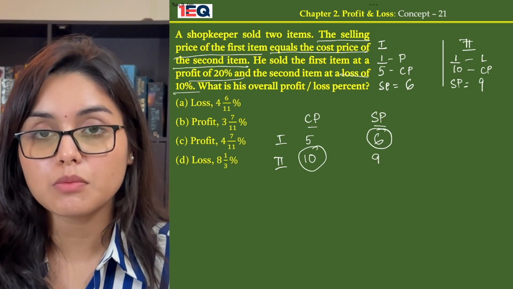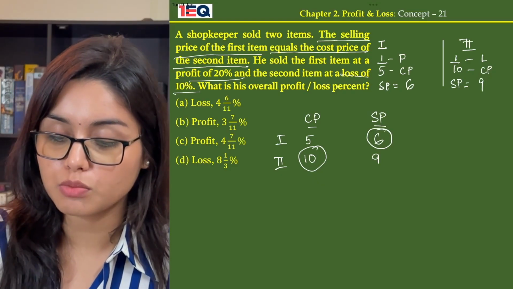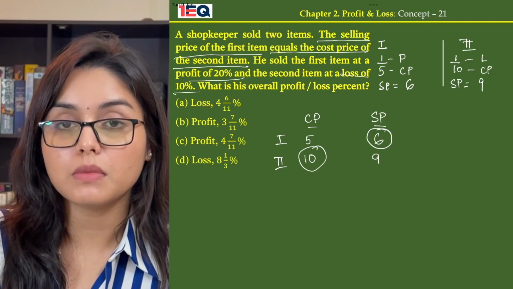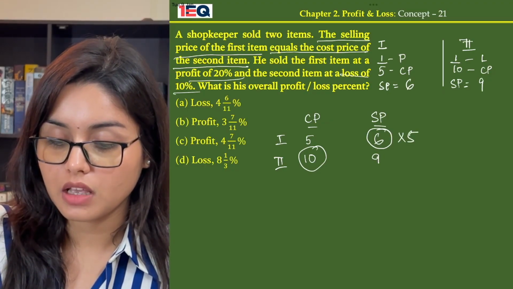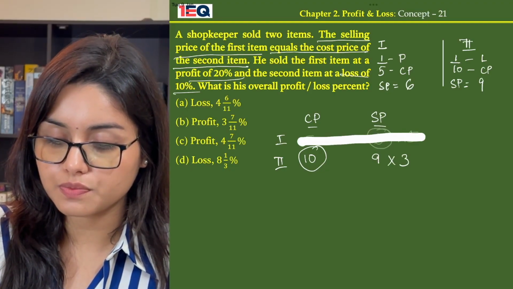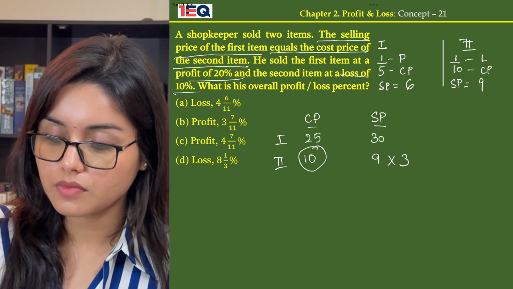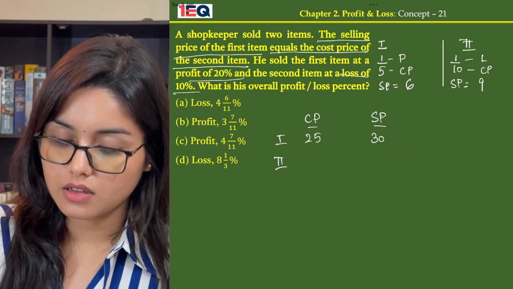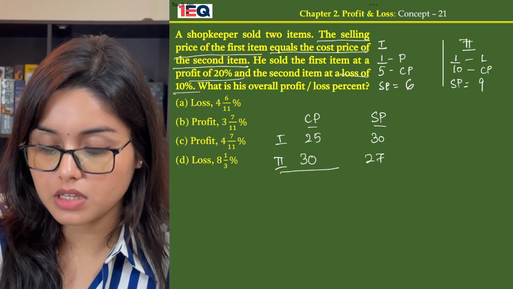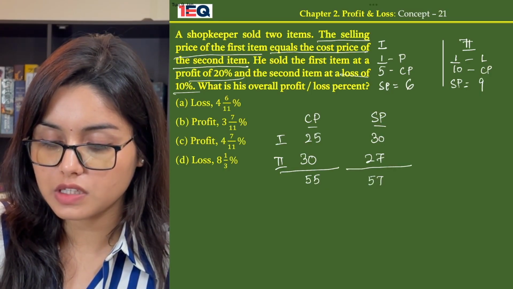So in order to get the same amount there, we will find the LCM of 6 and 10, which is 30. Now to make these amounts equal to 30, we multiply the amounts of the first item by 5 and of the second item by 3. So now on multiplying, the amounts change to 25, 30, 30 and 27. Now my total CP is rupees 55 and my total SP is rupees 57.